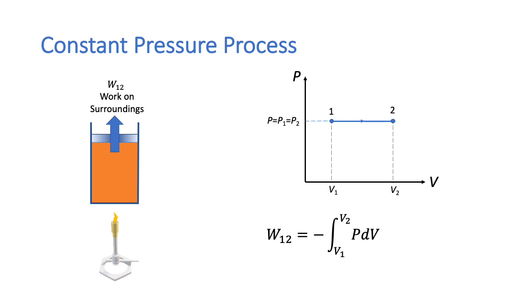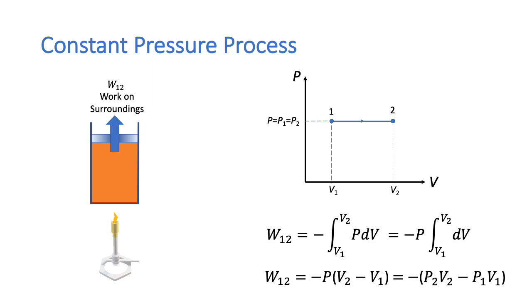The work done is minus integral of P dV. P is a constant, so we can take it outside the integral. And then if we integrate, we get that the work done is minus P, V2 minus V1. Now we want to take the pressure inside the brackets, and we'll write it as minus P2V2 minus P1V1. So in the first term, we've written the pressure as P2. In the second term, we've written it as P1. And we can do this because P1 is equal to P2. And we'll see in a minute as to why we write it this way.